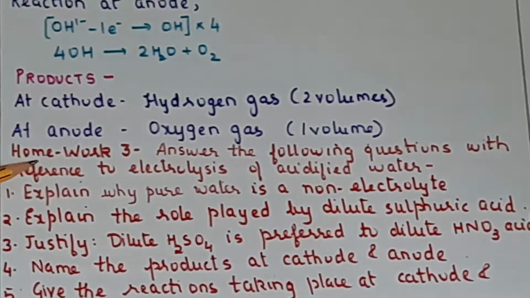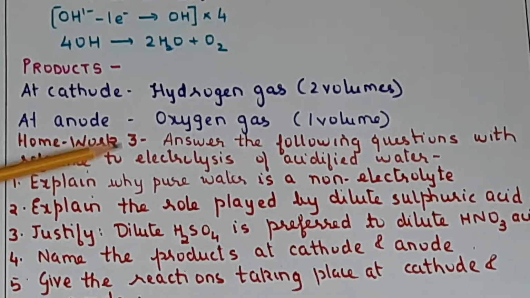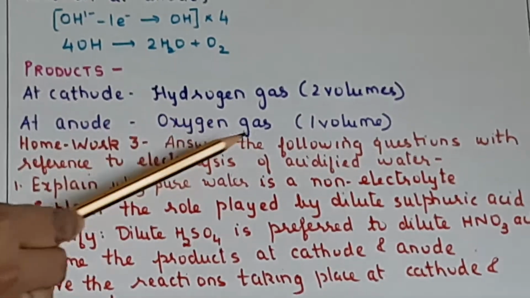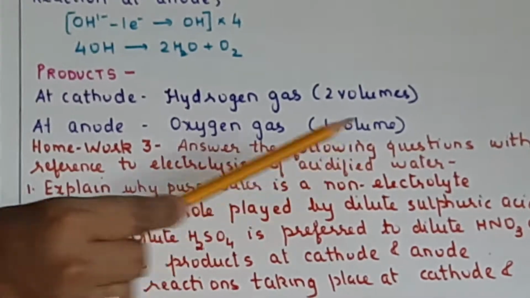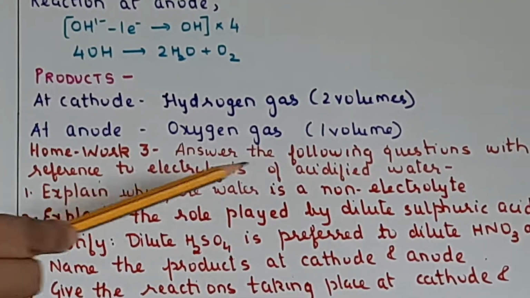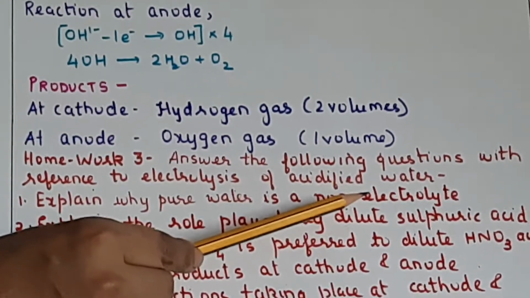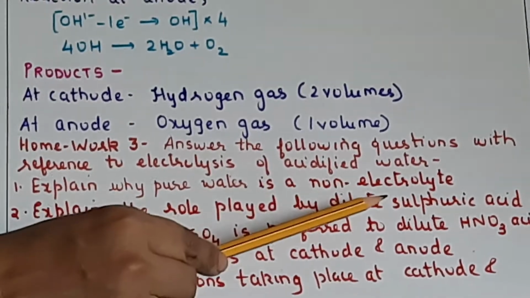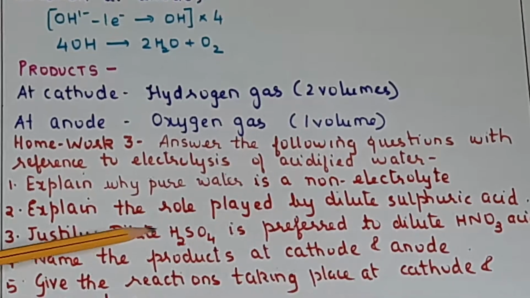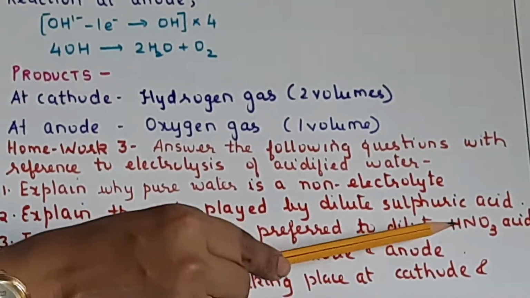Okay, is it clear? So now what kind of questions can you expect on this electrolysis of acidified water? I have given as part of homework. Just see here, homework 3. Answer the following questions with reference to electrolysis of acidified water. First is explain why pure water is a non-electrolyte. Just now I had explained. Then explain the role played by dilute sulfuric acid. Justify dilute H2SO4 is preferred to dilute nitric acid.